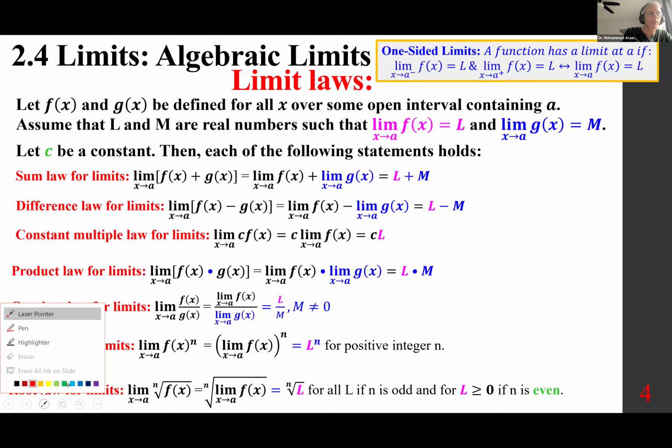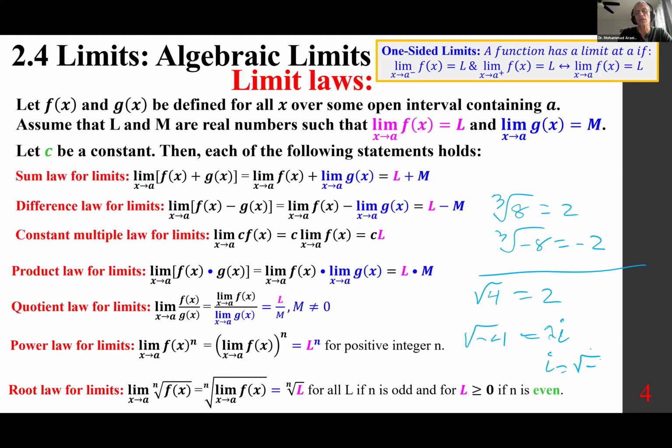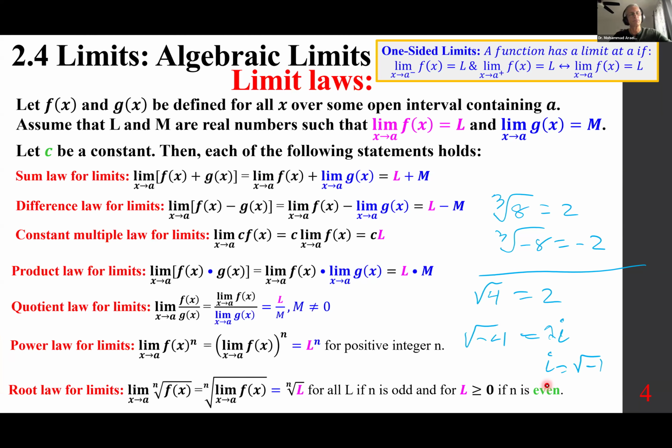If you happen to have an odd root, for example, cube root of 8 is 2, cube root of minus 8 is minus 2, we don't have a restriction. However, square root of 4 is 2, but square root of minus 4 is not a real number, or it's 2i, where i, by definition, is square root of negative 1. So that's why we have this restriction here.